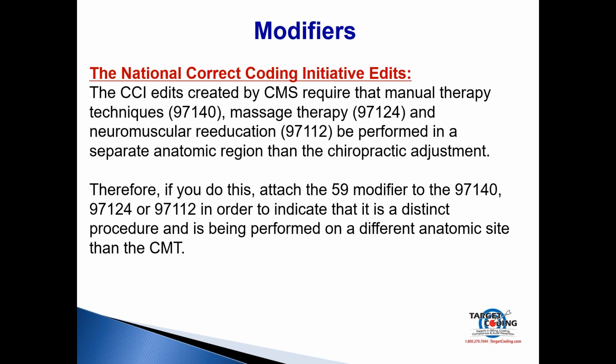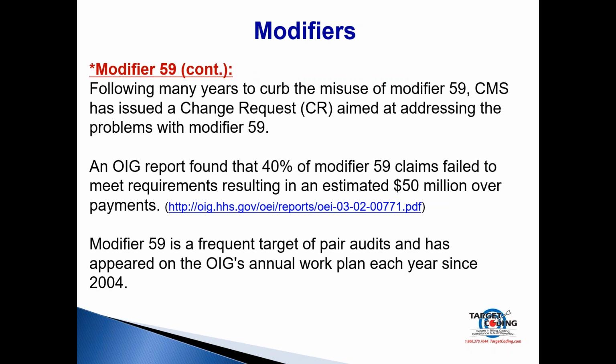Now, if you use modifiers incorrectly, then you could have some problems. For example, I know some doctors that will use the 59 modifier even though they did not do the manual therapy in a separate anatomic site. Because of this confusion with Modifier 59, there have been some reports, some data, some analysis, and an OIG report a few years ago found that Modifier 59 was being used incorrectly nearly 40% of the time, resulting in over $50 million in overpayments. So that's why it became a frequent target.